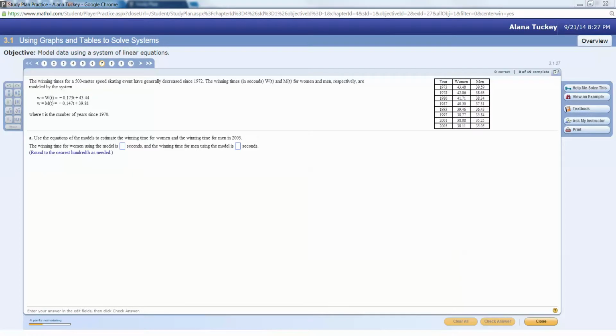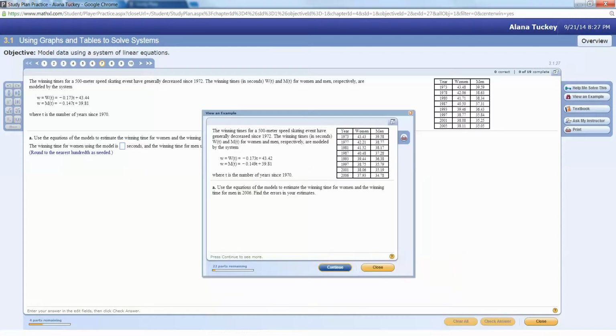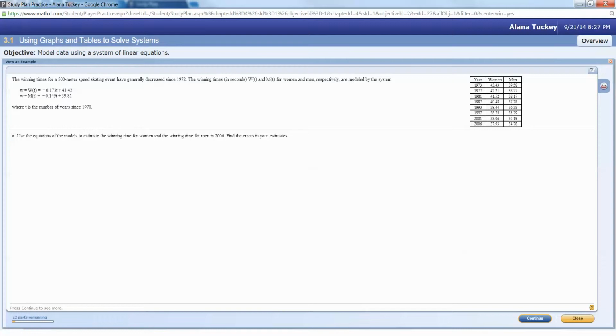Hello there, this is Alana Tuckey, and I've received a question about this problem for Math 131, which is section 3.1, number 27. If you look in the top right corner, where it comes in your particular homework set, of course, might be different, but that's the problem it is from the textbook. So I'm going to click on View an Example, and I'll run you through the example, and that should help you with the actual problem.